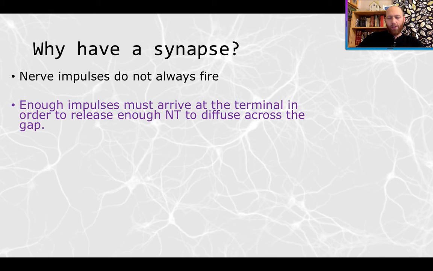Why have synapses though? Why not just have directly connected nerve cells? Well, nerve impulses don't always fire, and that's a very good thing. Think about right now, all the sensations you're not currently aware of. Like I'm not currently aware, I am now because I've just thought about it, but I wasn't aware of the feeling of the chair on my legs.